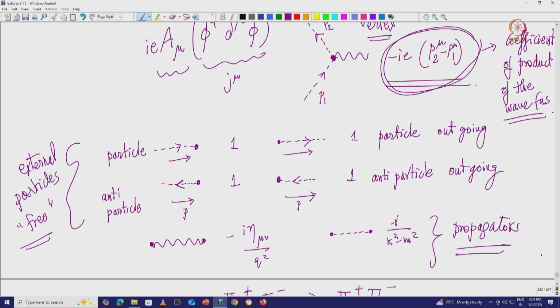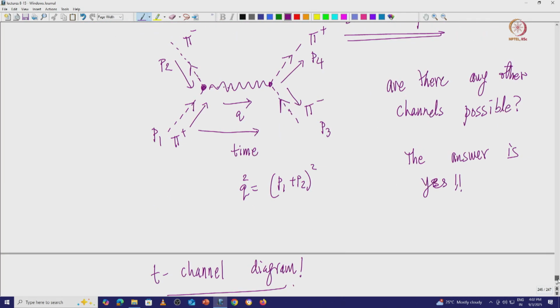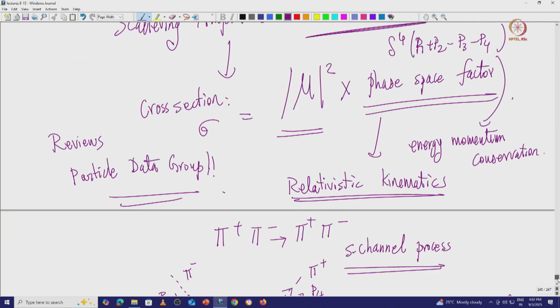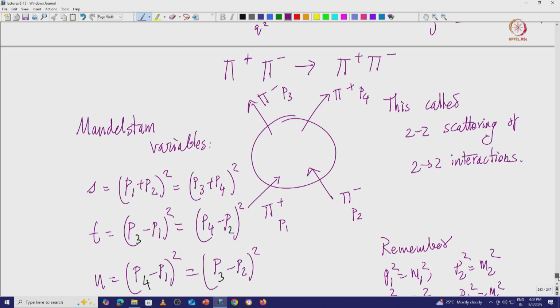Now, we go further and consider a 2 to 2 process, and there could be all possible exchanges of momenta. The first one is in which the two incoming momenta add up, giving you the exchanged momenta, which is called the S channel, also called the S parameter. All three of them go by the name of Mandelstam variables.